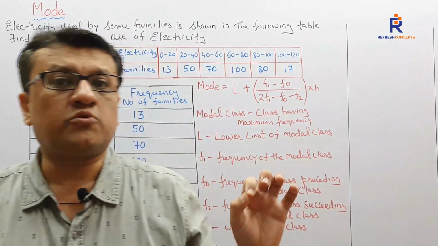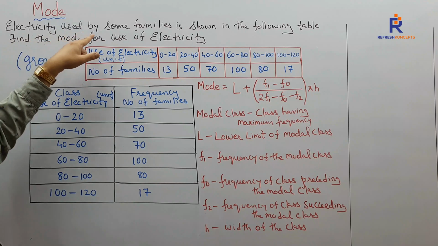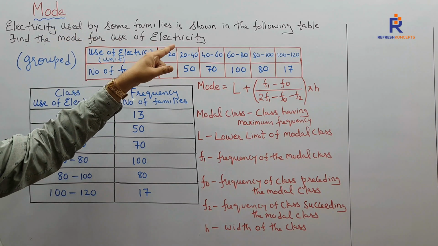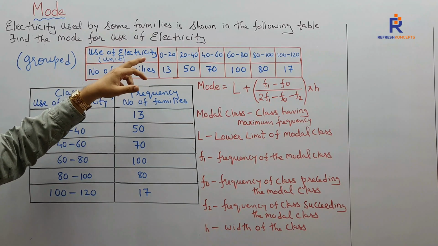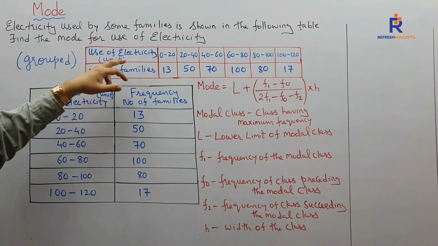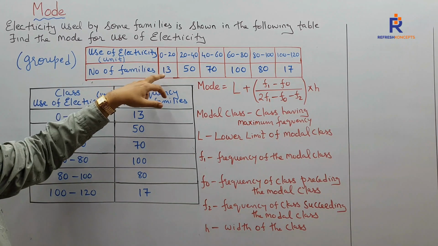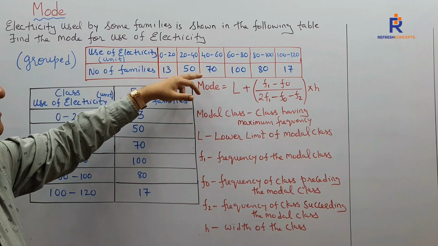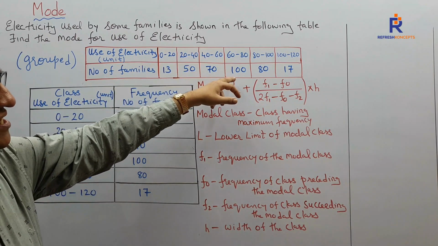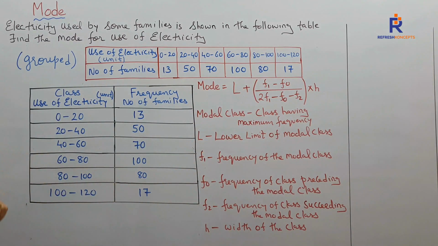Now, what is the question first? Then I will make you understand the formula. Electricity used by some families is shown in the following table. Find the mode for use of electricity. Use of electricity in units is given: 0 to 20, number of families 13; 20 to 40, 50; 40 to 60, 70; 60 to 80, 100; 80 to 100, 80; and 100 to 120 is 17.